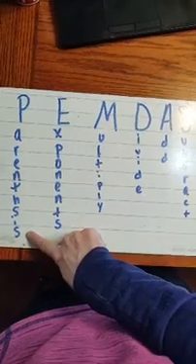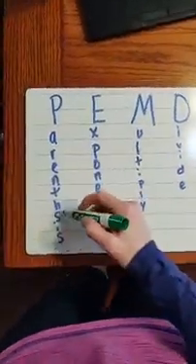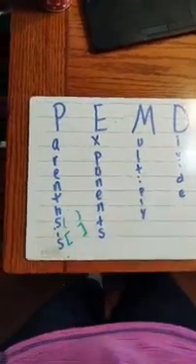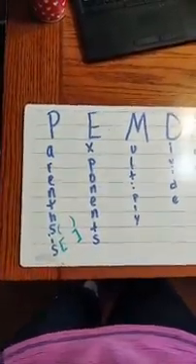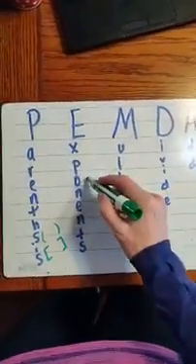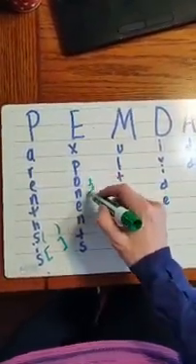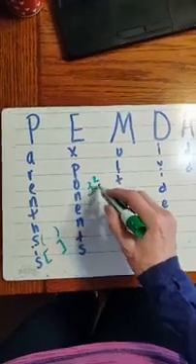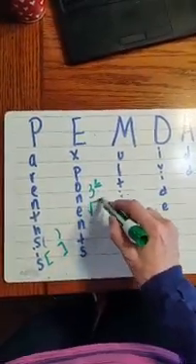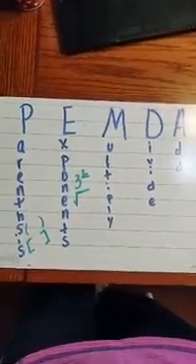So we always do parentheses first. If there are parentheses or brackets of any kind in your problem, those are the first things you do. The next thing you do are exponents. So for example, 3 squared, this is an exponent, this little number. Or if there is a square root symbol, either one of those we're going to do next.